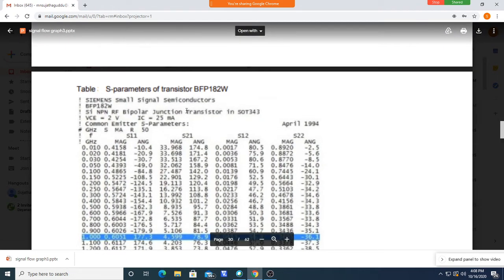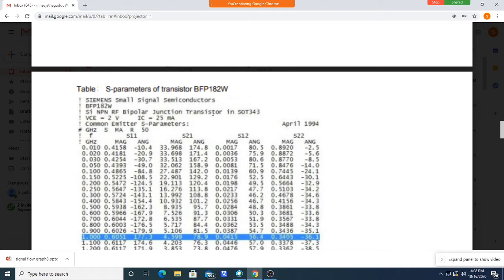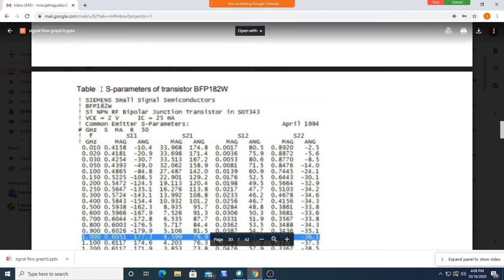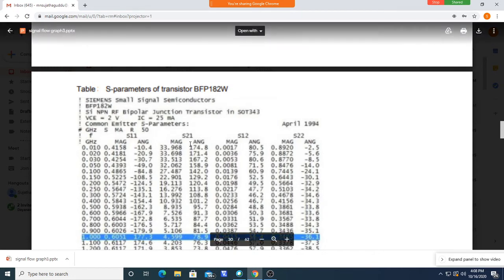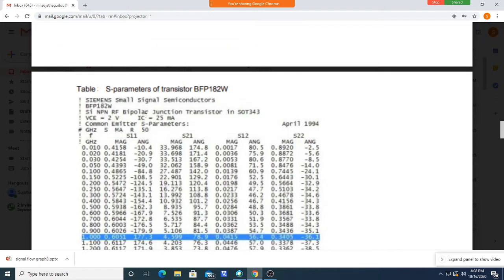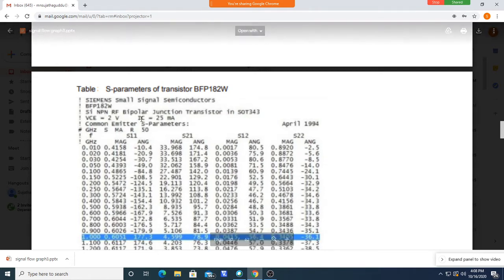This is what I am showing. See here, S parameters of the transistor BFP182W. I have taken this from a data sheet. Usually they provide a table like this, an S parameters table for that particular transistor. This is a Siemens small signal semiconductors BJT, a silicon NPN RF bipolar transistor.